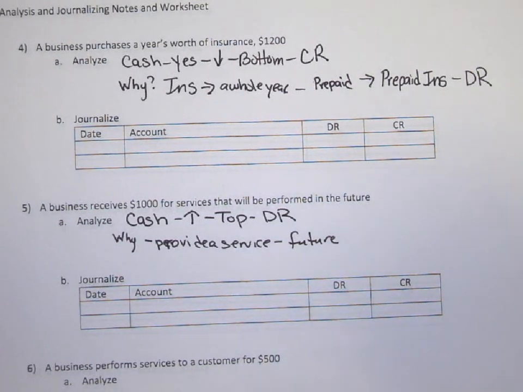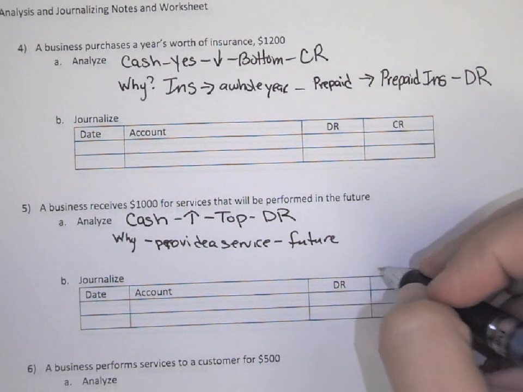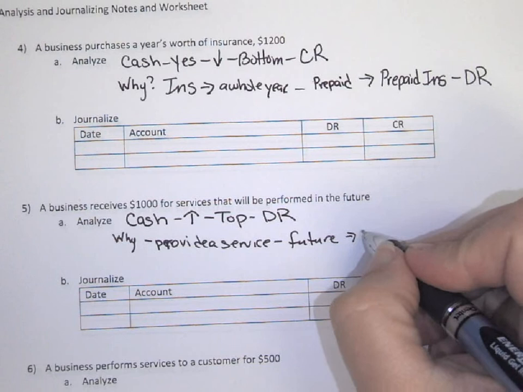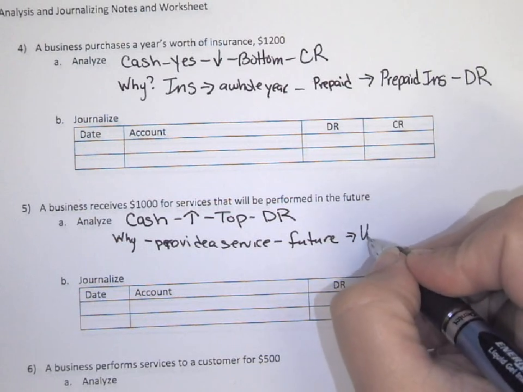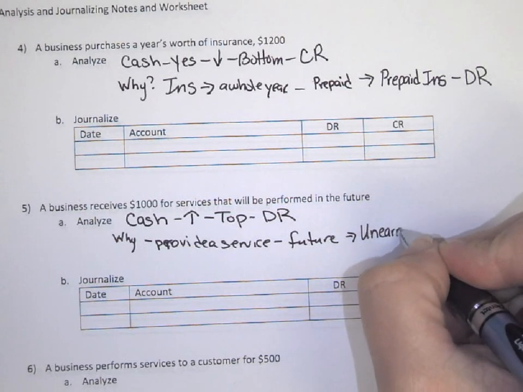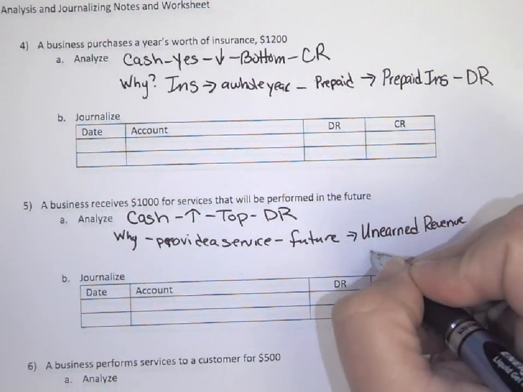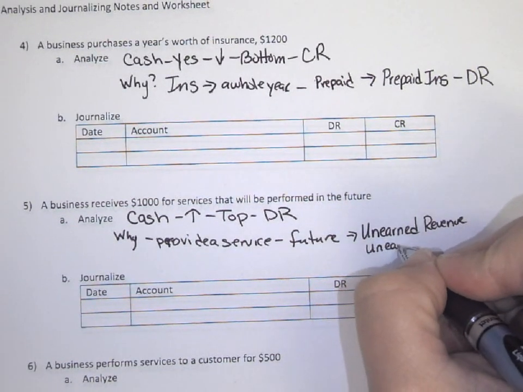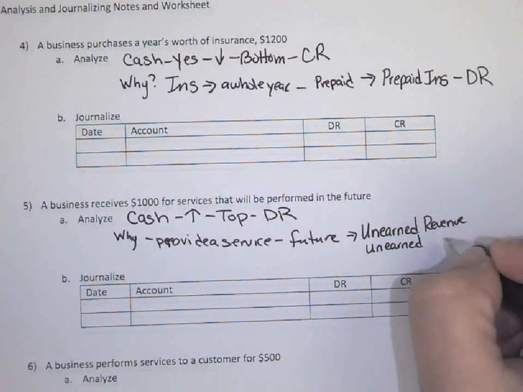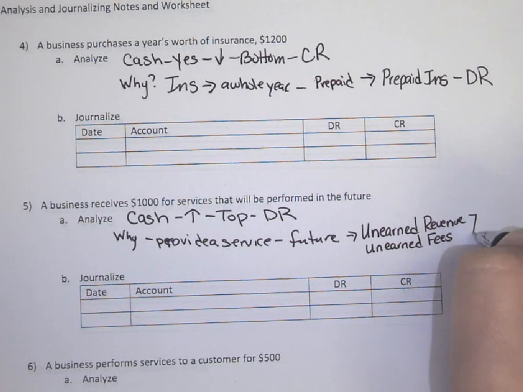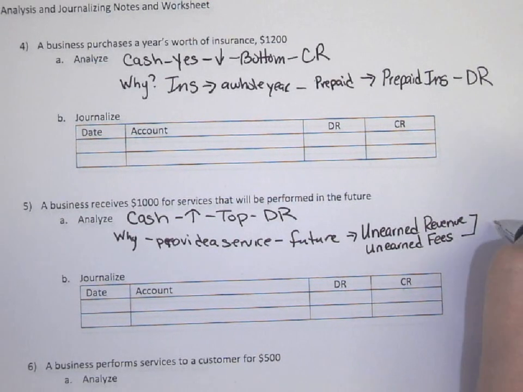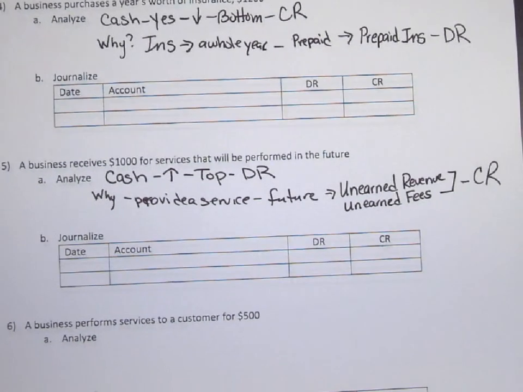So we owe somebody something. And so what we would see here, this is going to be a liability, and it's going to be either the unearned revenue account. The other account that could be used would be unearned fees. Those kind of mean the same thing. So we could use either of those two accounts, and that is actually going to be what our credit is for that, one of those two accounts.